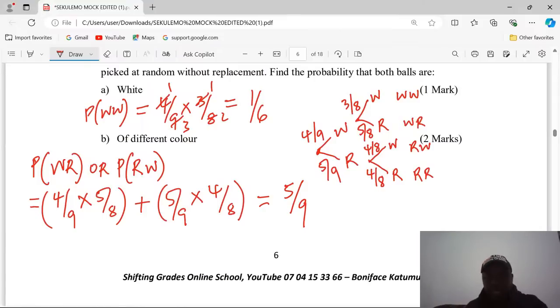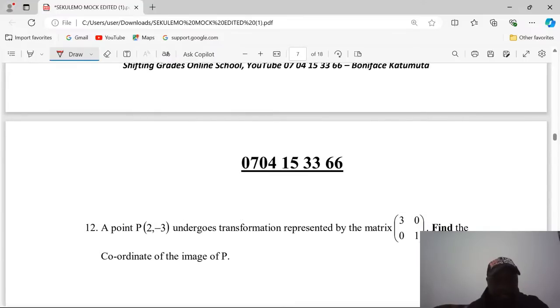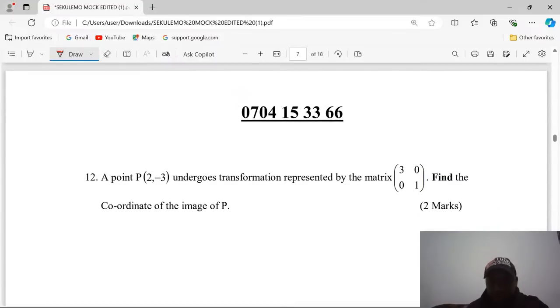Thank you so much. All right, we continue. Our number is still on the screen. Number 12, a point P, 2, -3, undergoes transformation represented by the matrix 3, 0, 0, 1. Find the coordinates of P.